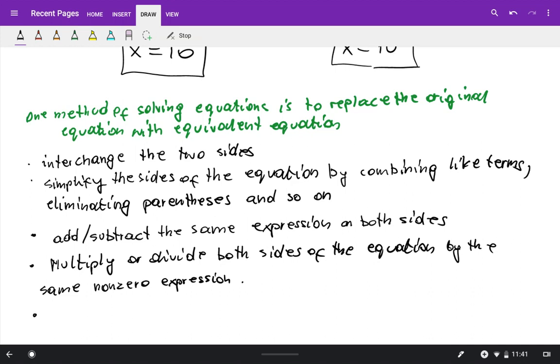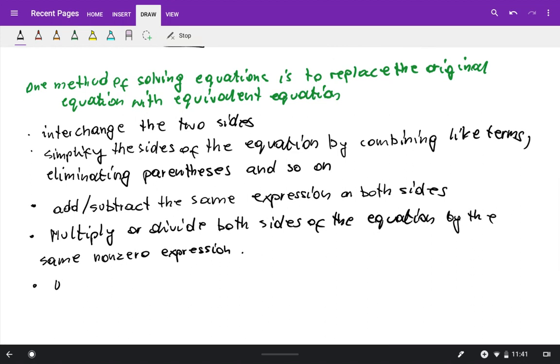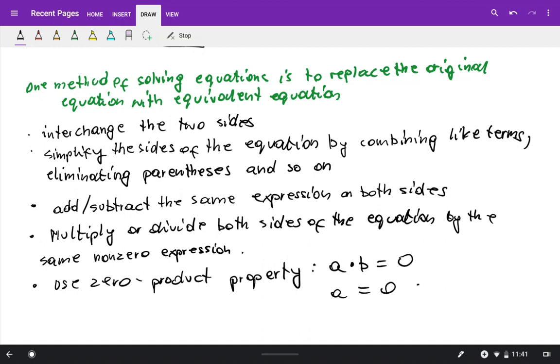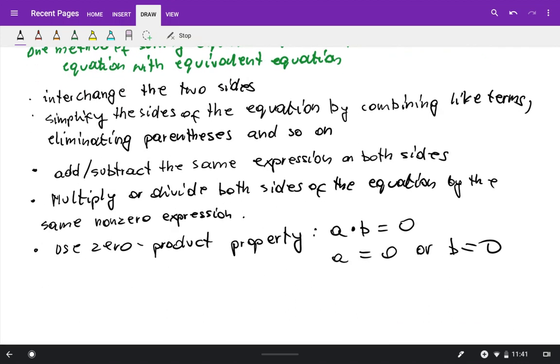And next, we're going to use the zero product property. It's going to make sense what I'm writing here. Zero product property, which is A times B equals 0 means A is equal to 0 or B is equal to 0. I like to use A and B so we're not thinking that it's x. So this is the zero product property.